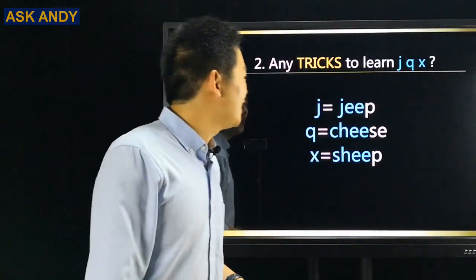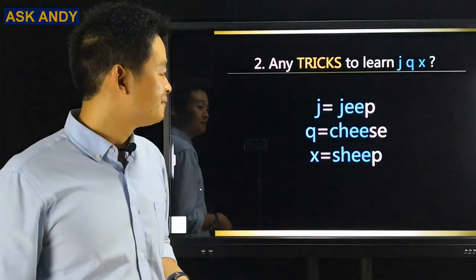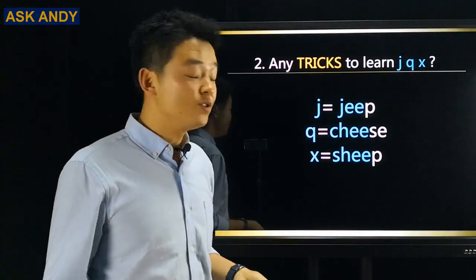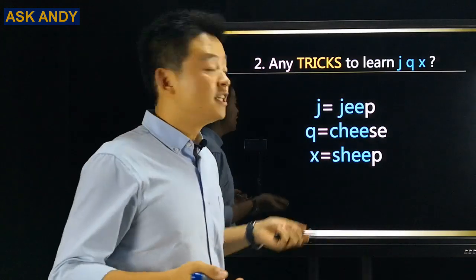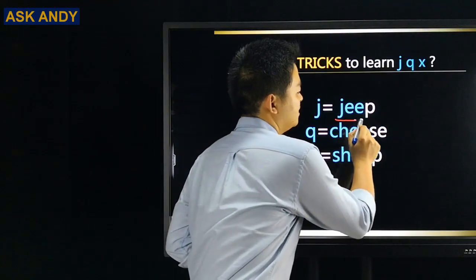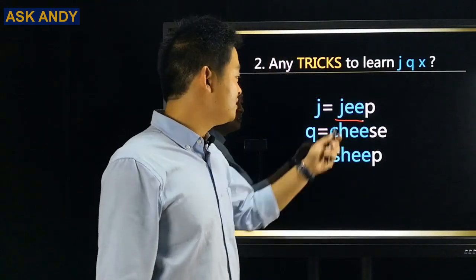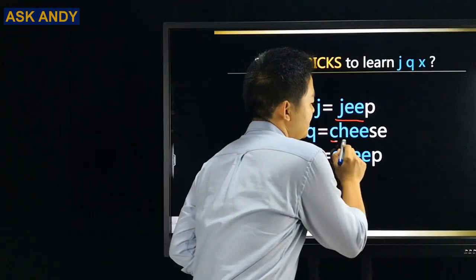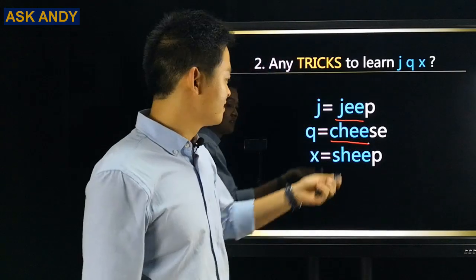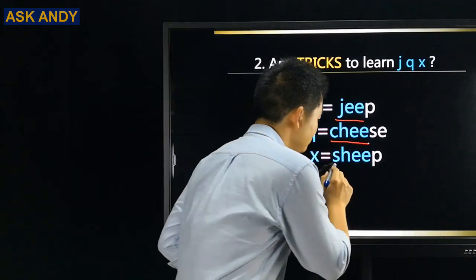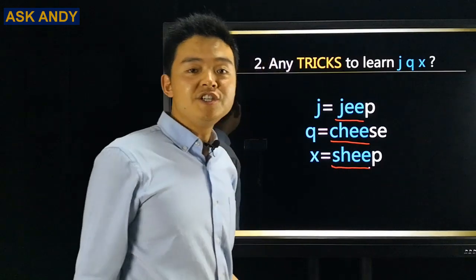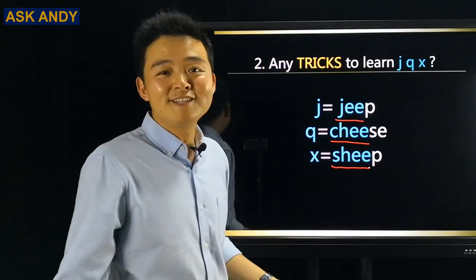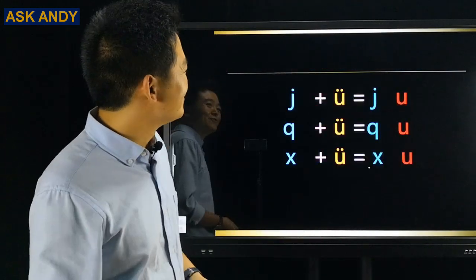Okay, let's move on. So, any tricks to learn jqx? See? So, for jqx, what you can do is, first you say jeep. So this G is the same. G. And then cheese. That's chi. And then sheep. That's shi. Done. It's easy, right? Okay, let's move on.